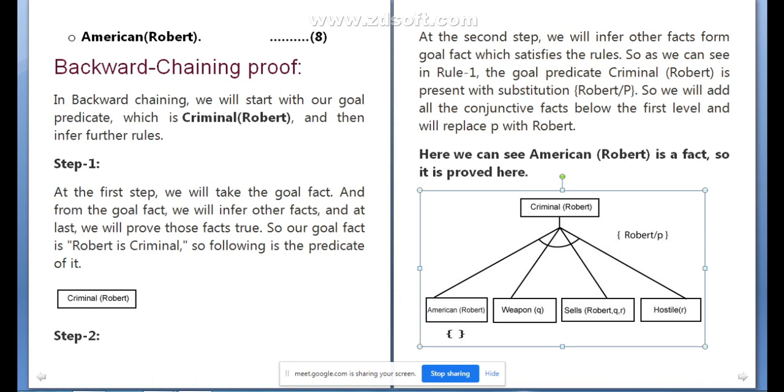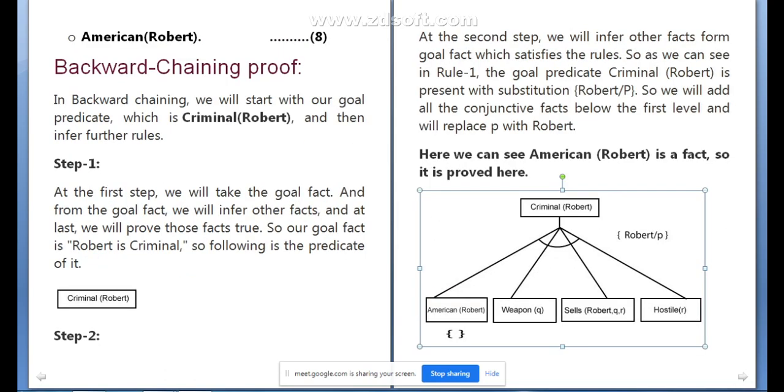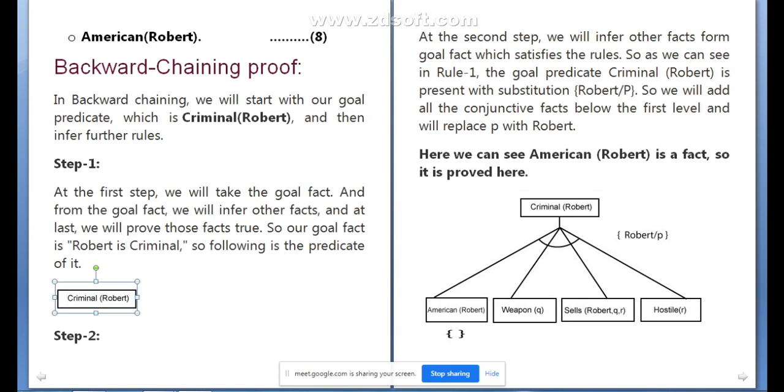So at the second step, so first step you can see we have informed Robert is a criminal. We have to prove that Robert is a criminal. So this is your goal, criminal in bracket Robert.